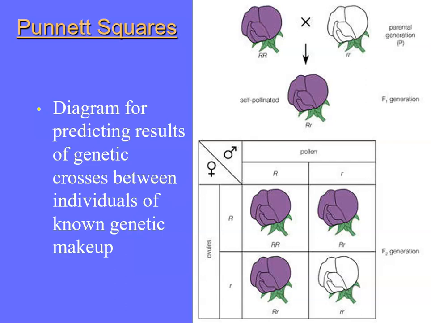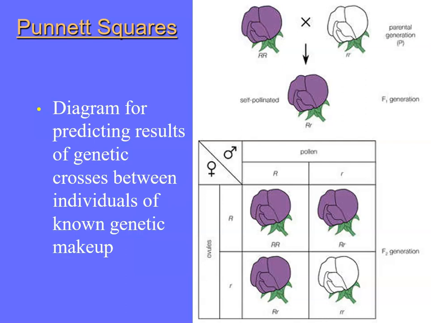This is the third lesson of Chapter 11. We're going to be further talking about Mendelian genetics and starting with Punnett squares. Punnett squares are a tool that can be used to predict the outcome of a genetic cross between two individuals that you would know their genetic makeup for a particular trait.